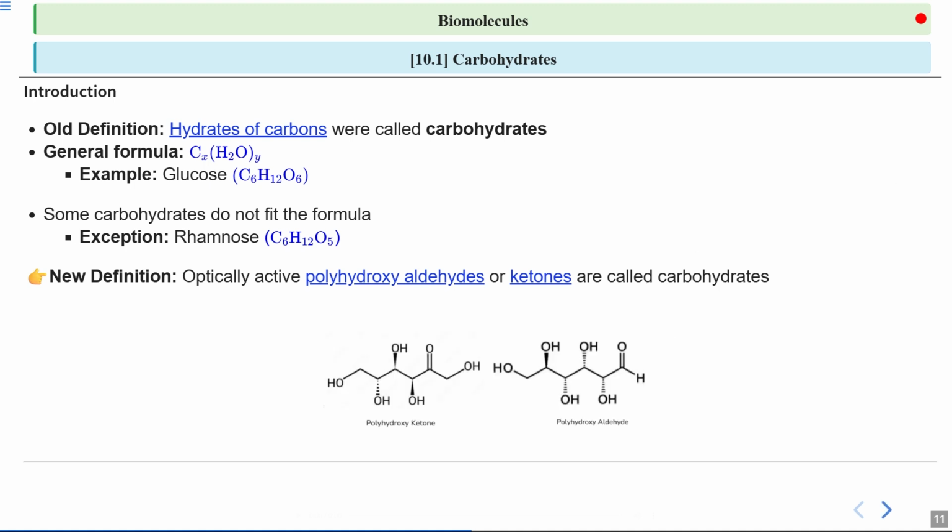If you look at this example, we have a polyhydroxy ketone over here. You'll see several OH groups are there. So this is a polyhydroxy ketone, and this is a polyhydroxy aldehyde. How will you identify an aldehyde? We have a CHO group, so this is C double bond O and H, and here it can be an R group also or hydrogen. And this is a ketone. You'll see different OH groups are present. So this is the new definition of carbohydrates.